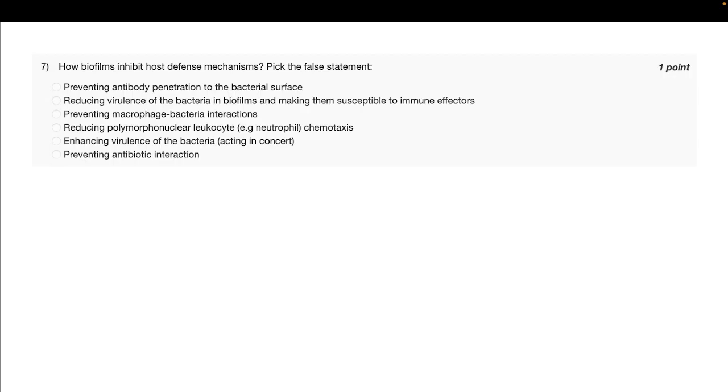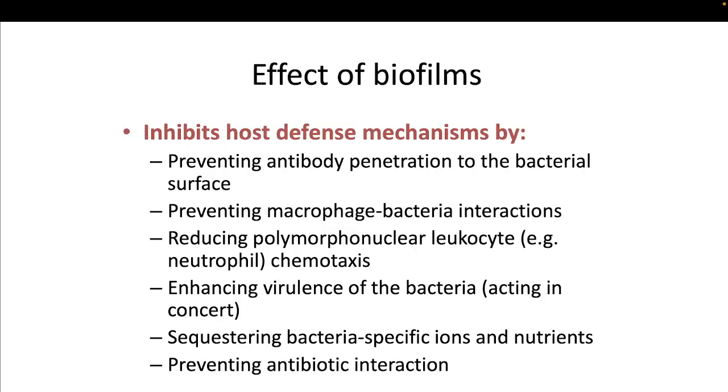Next was, how biofilms inhibit host defense mechanism? Again, we have to pick up the false statement, and the correct answer was reducing virulence of the bacteria in biofilms and making them susceptible to immune effectors. This is the false statement, because in actual case, your biofilms increase the virulence of the bacteria and they make it resistant to these immune effectors, which means your immune cells.